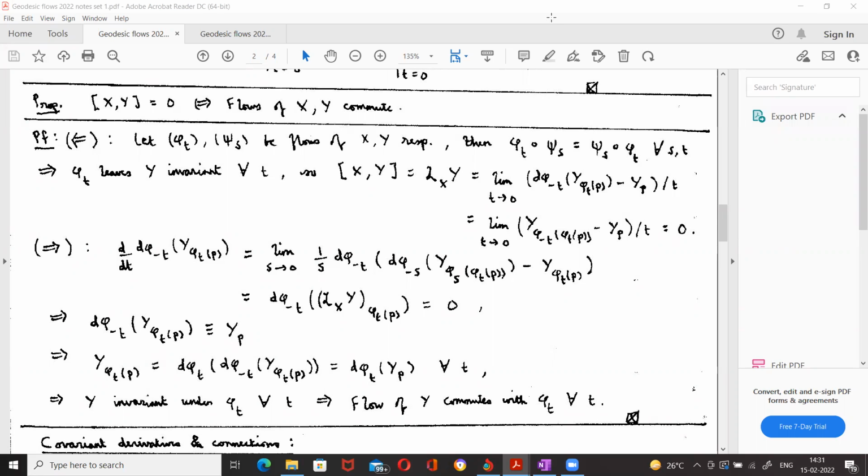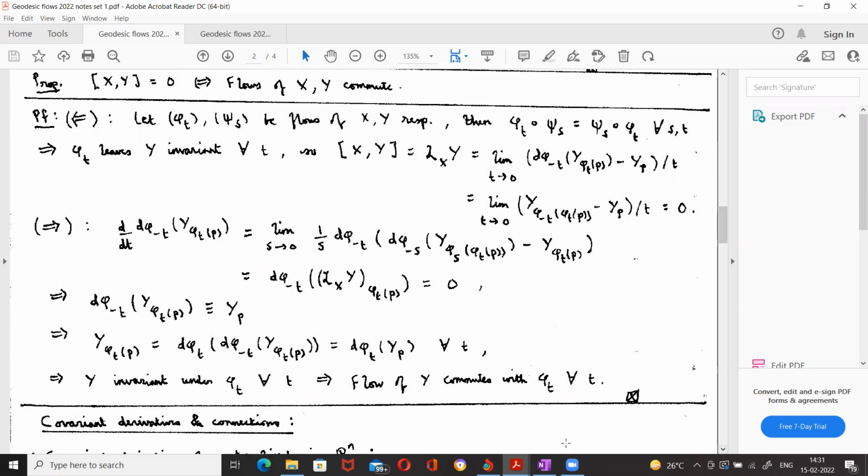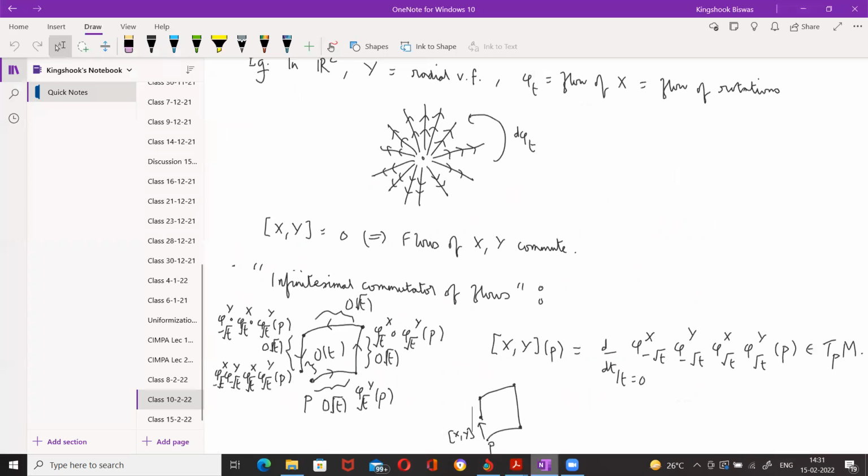Okay. All right. So the Lie bracket, as I tried to mention in the previous class at the end, we have this interpretation of the Lie bracket as an infinitesimal commutator of flows. So you take a point p, you flow by the first flow for time square root t, then you flow by the second flow for time square root t, then you flow by the inverse of the first flow for time square root t, and then by the inverse of the second flow for time square root t. Then you almost close up.